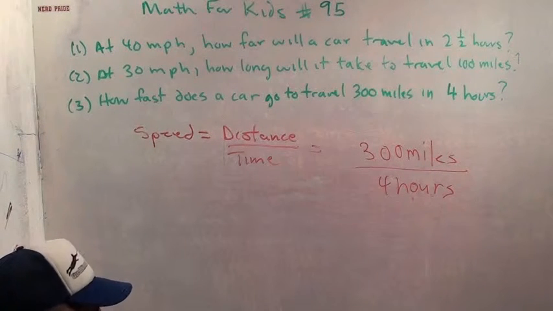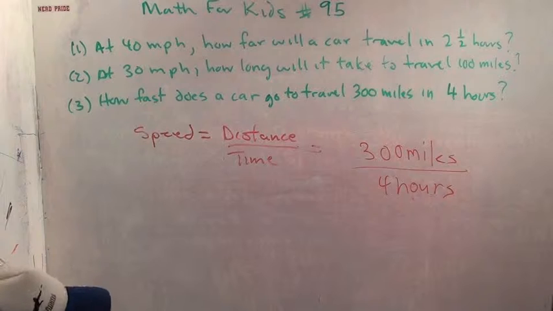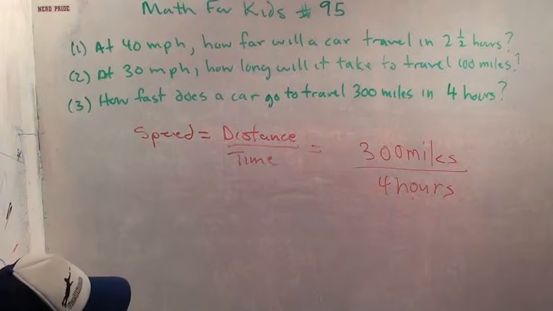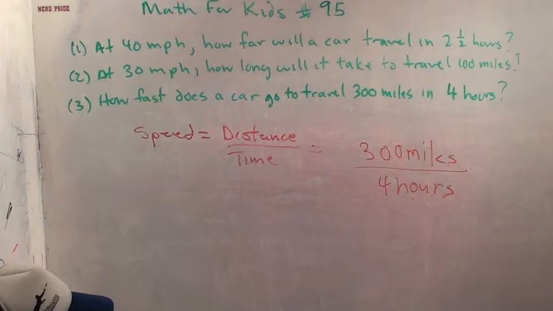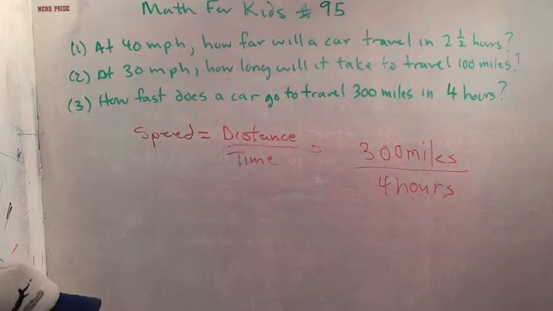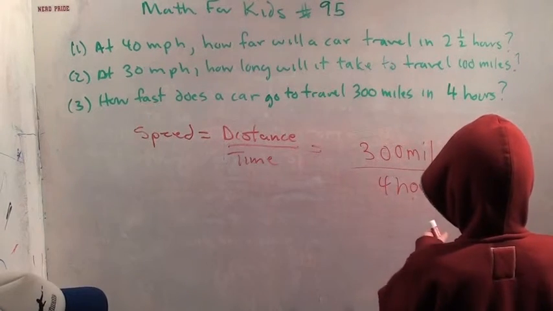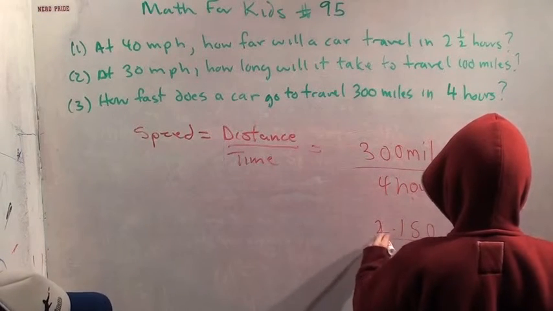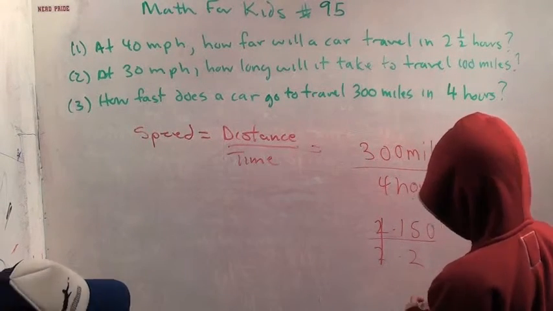Okay, so we just have to simplify the fraction. 300 divided by 4. What is 300 divided by 4, do you know? Well, we can do it this way. 300 is 2 times 150, over 2 times 2. So 300 divided by 4 is the same as 150 divided by 2.